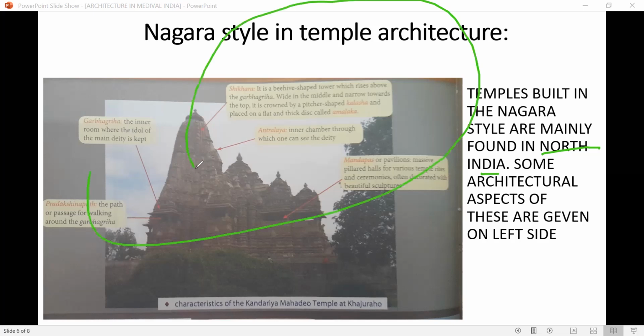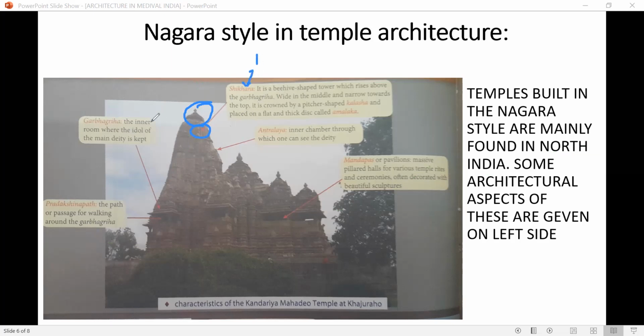So these are the architectural aspects. Let's study them also. I'm taking a bright color, let me just take blue now. If I take this part over here, it is known as Shikhara. So what is Shikhara? First is the Shikhara over here.